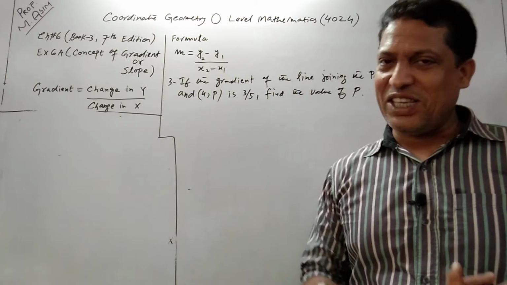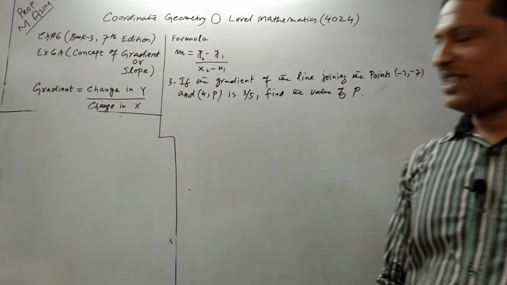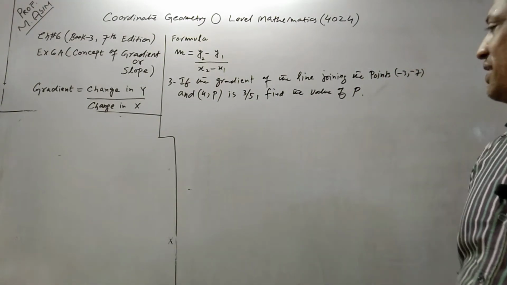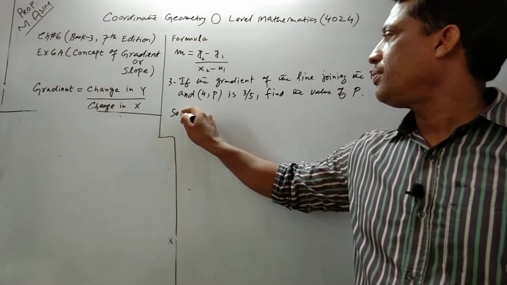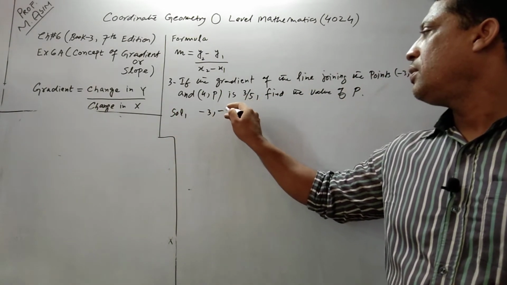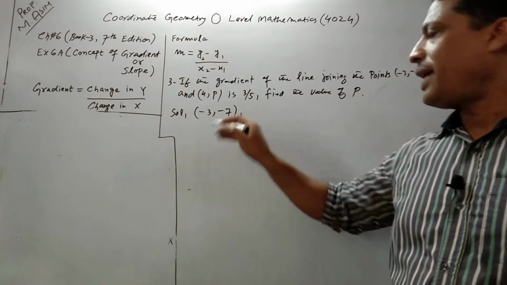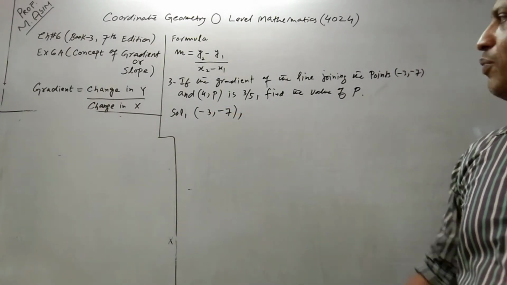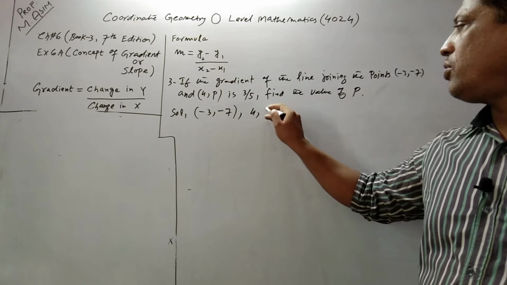Very, very easy question. First, take both the points. Solution. First point is minus 3, minus 7. Second point is 4, P.